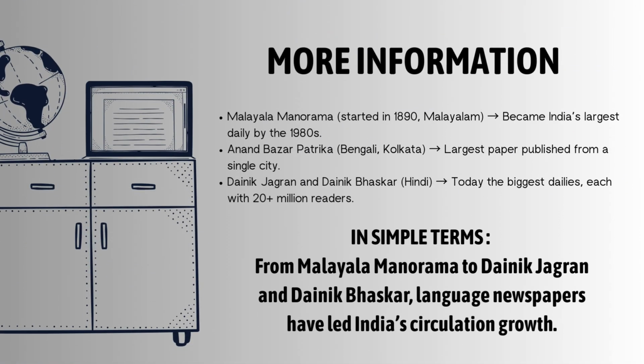More information. Malayala Manorama, started in 1890, Malayalam, became India's largest daily by the 1980s. Anand Bazar Patrika, Bengali, Kolkata, largest paper published from a single city. Dainik Jagran and Dainik Bhaskar, Hindi, today the biggest dailies, each with 20 million readers. In simple terms, from Malayala Manorama to Dainik Jagran and Dainik Bhaskar, language newspapers have led India's circulation growth.